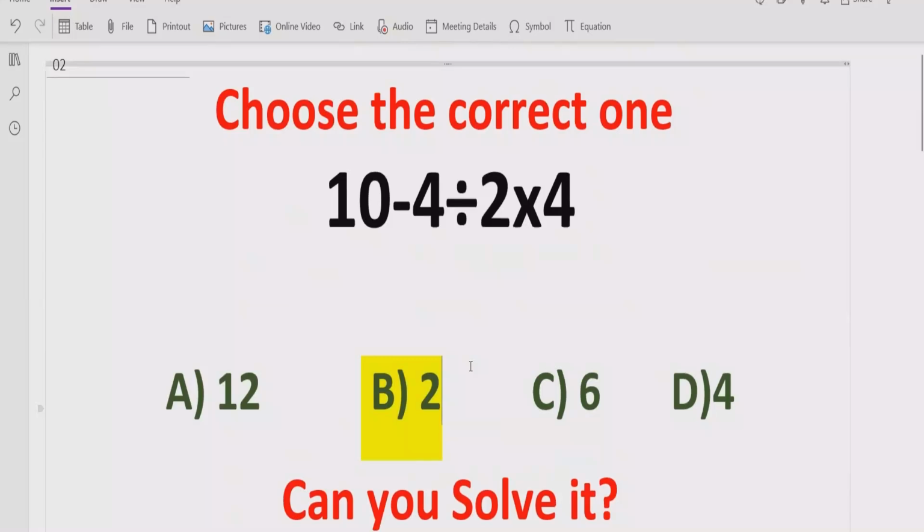I hope you understand that if you solve the wrong way, you will get the wrong answer. Like if you multiply 4 by 2, which equals 8, and then divide 4 by 8, you will get the wrong answer. So the answer of this expression is 2, which is the correct answer. I hope you understand how you can solve the given expression and find the correct result.